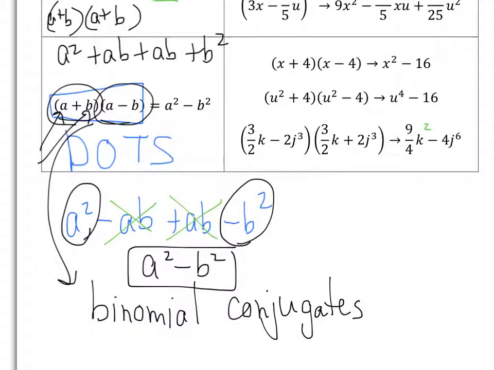This rule will become more useful in the next section when we have to factor, when you go from something like this back to something like these two binomial conjugates. All right, practice one on your own. Okay, practice one of these on your own, please.